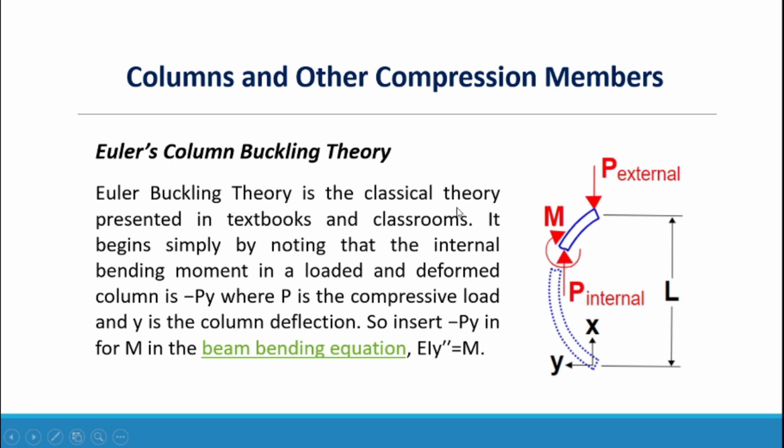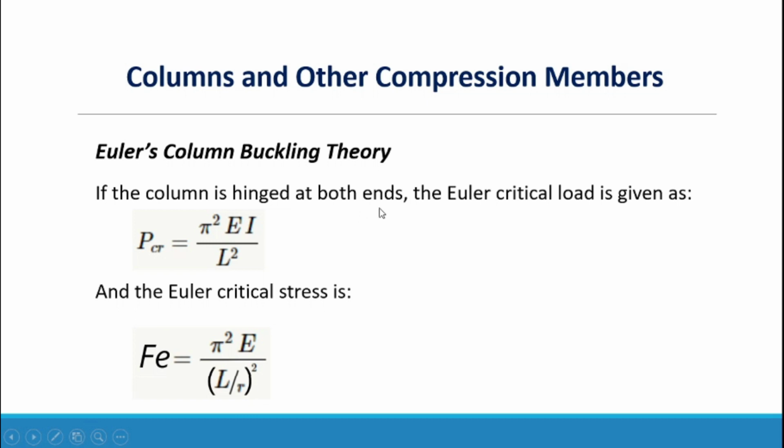Euler buckling theory is the classical theory presented in textbooks and classrooms. It begins simply by noting that the internal bending moment in a loaded and deformed column is negative Py, where P is the compressive load and y is the column deflection. So insert negative Py for M in the beam bending equation, EI y double prime equals M. If the column is hinged at both ends, the Euler critical load is P critical equals pi squared EI over L squared. And the Euler critical stress is Fe equals pi squared E over (L over r) squared, where L over r is the slenderness ratio.